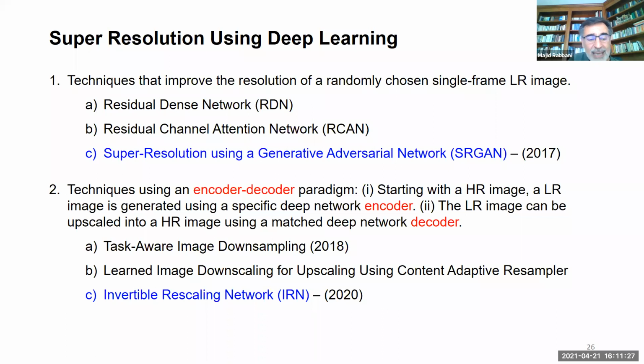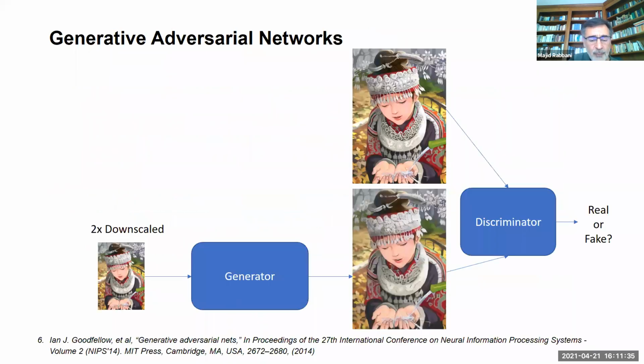And then I will end my presentation with the IRN network, which is a task-specific or an encoder-decoder optimized kind of coder. So what are generative adversarial networks?